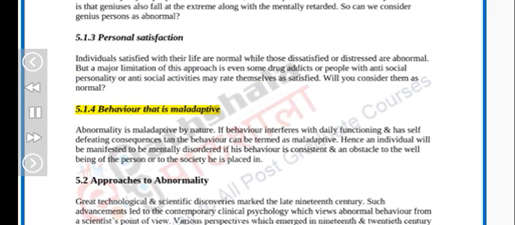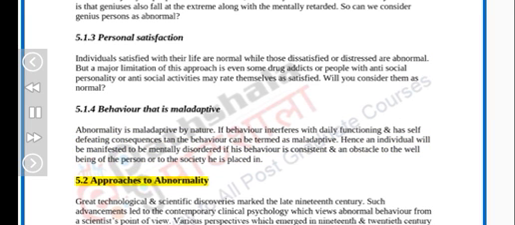5.1.4 Behavior that is maladaptive. Abnormality is maladaptive by nature. If behavior interferes with daily functioning and has self-defeating consequences, the behavior can be termed maladaptive. Hence, an individual will be considered mentally disordered if his behavior is consistent and an obstacle to the well-being of the person or to the society he is placed in.